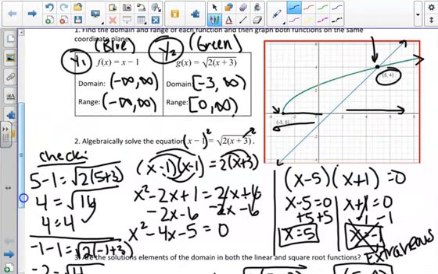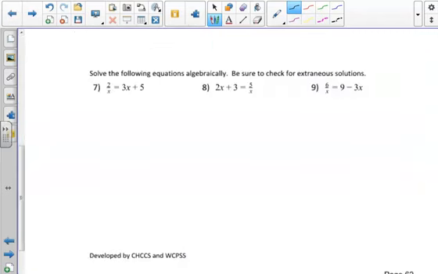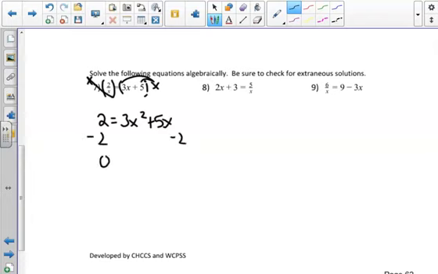So let's go back and solve a function where we have an inverse equal to a line and we need to find the solution. So looking at number 7, we would multiply both sides by x to get rid of it in the denominator. So 2 equals, I'll distribute my x, 3x squared plus 5x. When we subtract 2, we would get 0 equals 3x squared plus 5x minus 2.